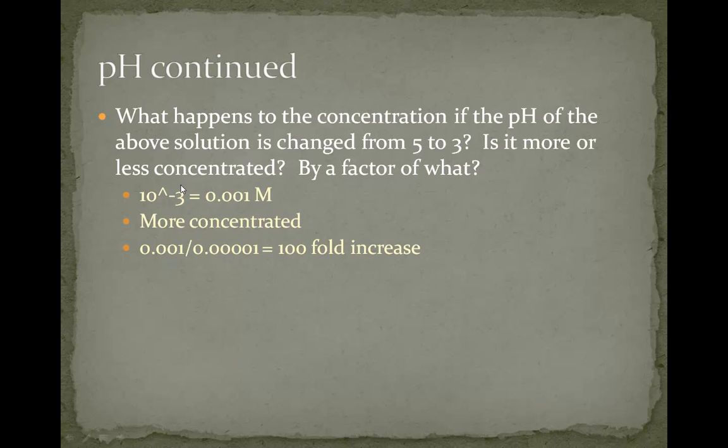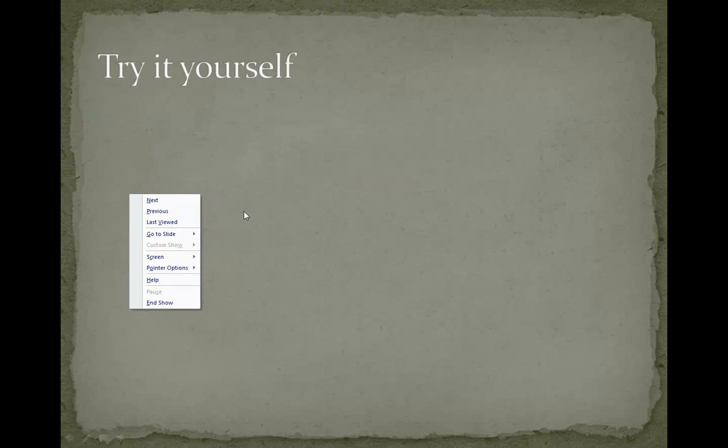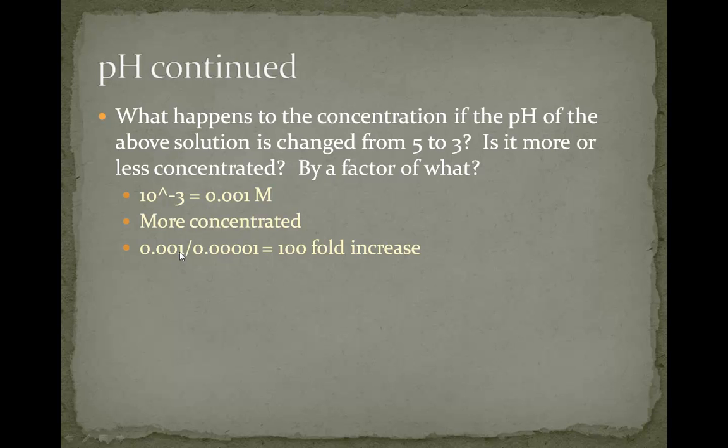By what factor? To do that, we take the final concentration, divide it by the initial concentration, and that tells us by how much it increased. So it ended at 0.001, started at 0.00001, and so this divided by that gives me 100. So it's a 100-fold increase. What that means is it increased 100 times.